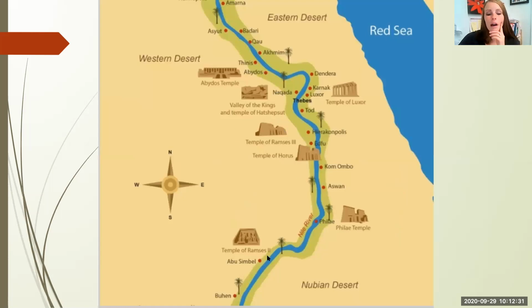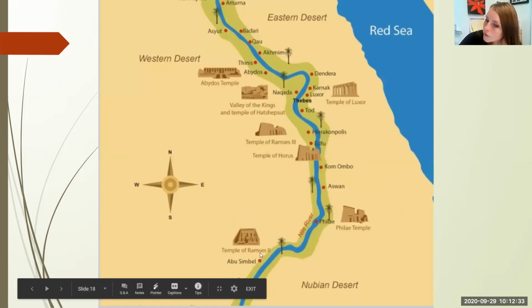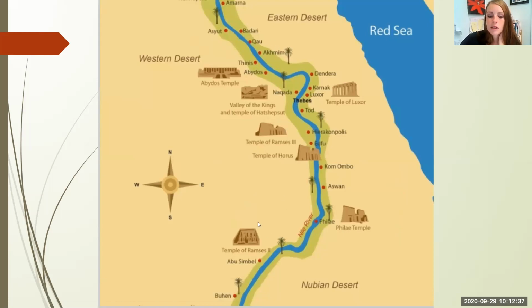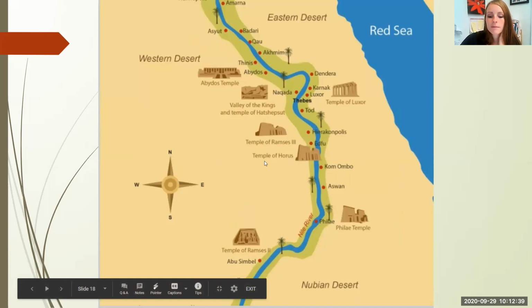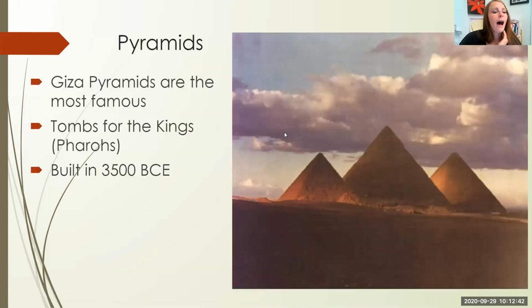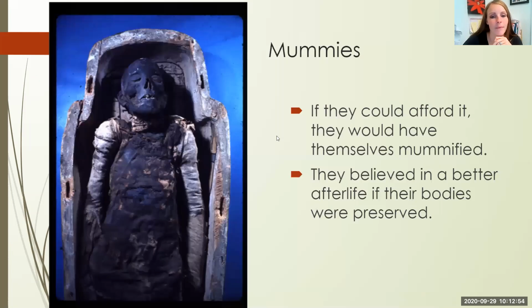This is the bottom part of the Egyptian territory. So we have more temples down here. They're known for their pyramids. The Giza pyramids, as you can see in this picture, are the most famous. Pyramids were tombs for the kings, which they called pharaohs. And yeah, there's just a picture of them.